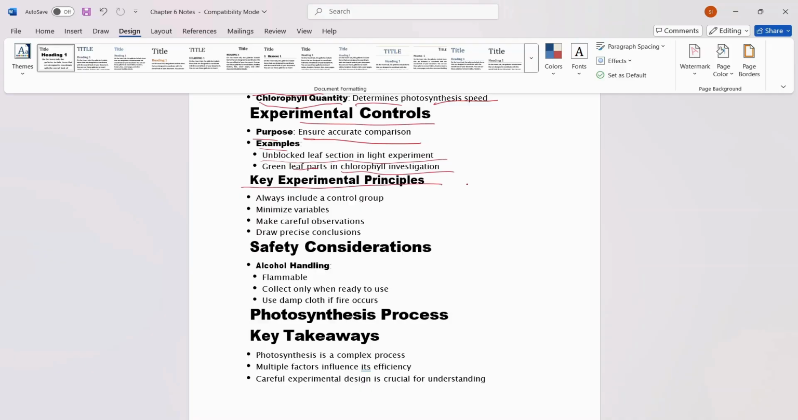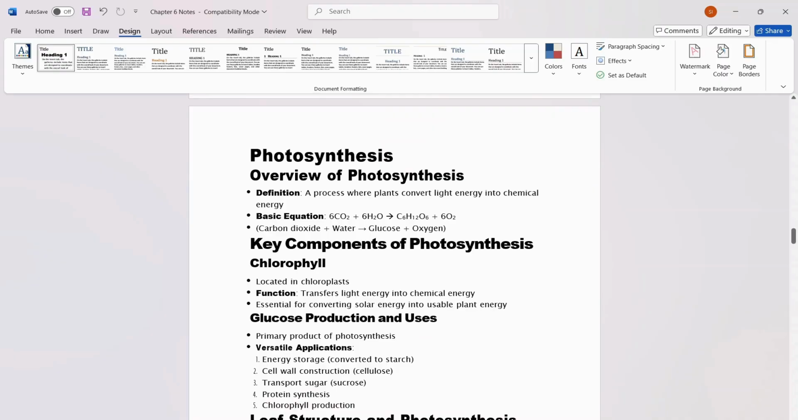What are the key experimental principles? Always include control group, minimize variables, make careful observation, and draw precise conclusions.